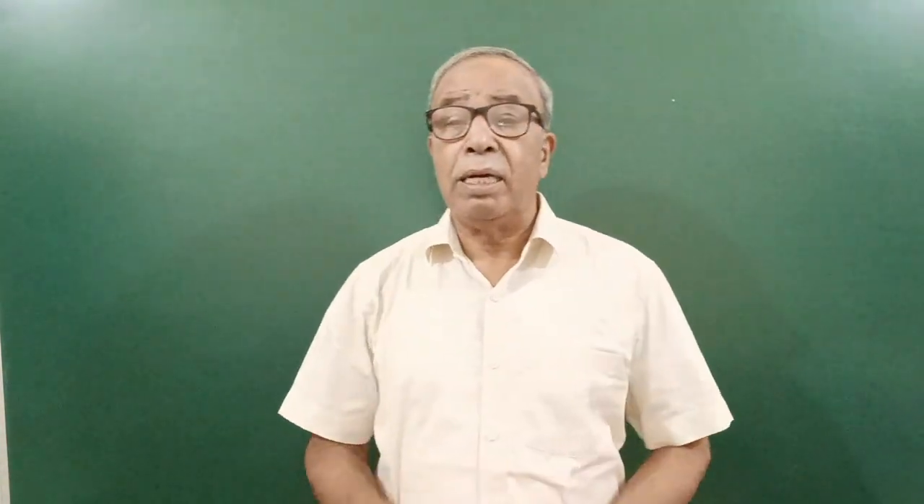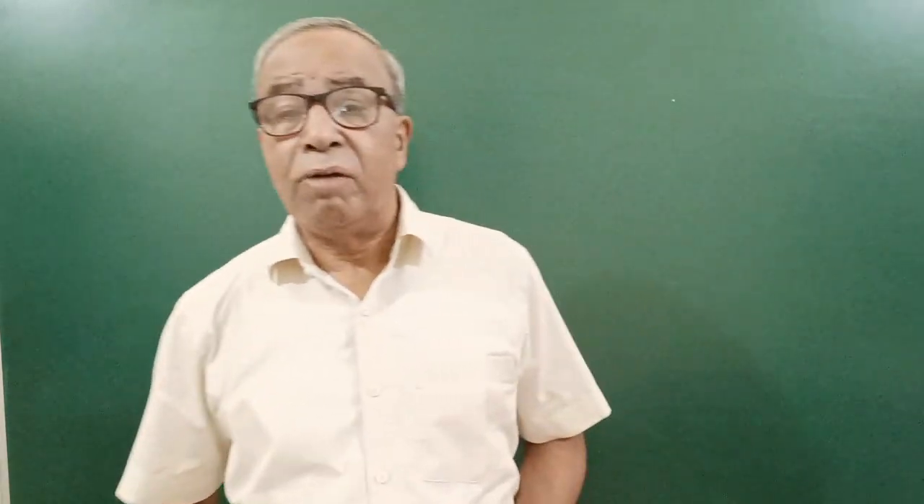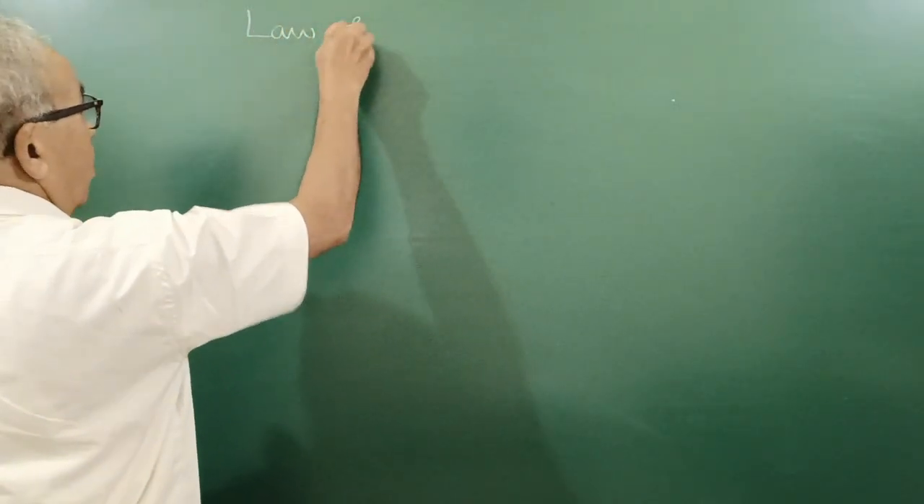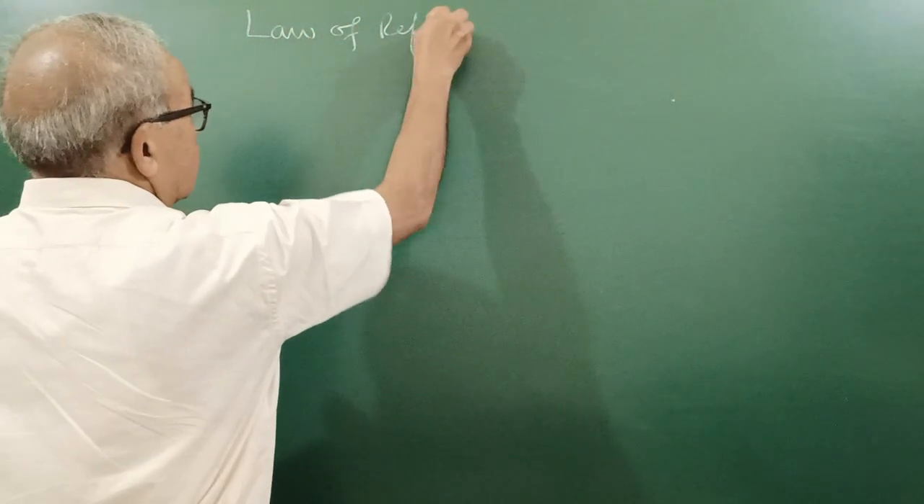And how do we see an object? I told you light falls on the object, and after reflection it enters our eye and we see the object; otherwise we are unable to see. Now what is reflection? I told you, the bouncing back, but there are laws of reflection.